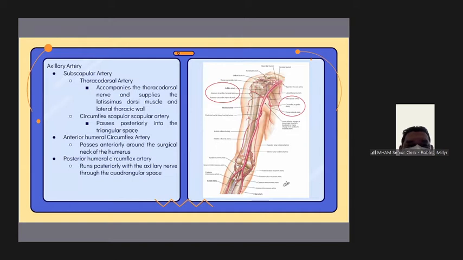Another branch is the subscapular artery, which also branches out as the thoracodorsal artery, which accompanies the thoracodorsal nerve and supplies the latissimus dorsi muscle and the lateral thoracic wall. Another branch is the circumflex scapular artery, which passes posteriorly into the triangular space. Another branch of the axillary artery is the anterior humeral circumflex artery, which passes anteriorly around the surgical neck of the humerus. Next is the posterior humeral circumflex artery, which runs posteriorly with the axillary nerve through the quadrangular space.